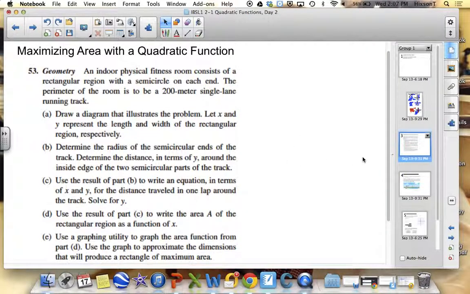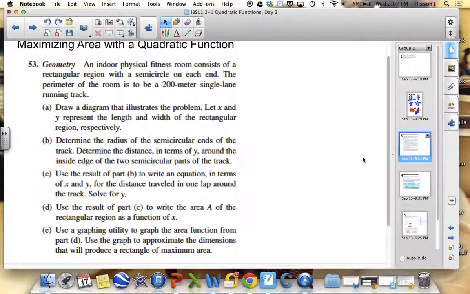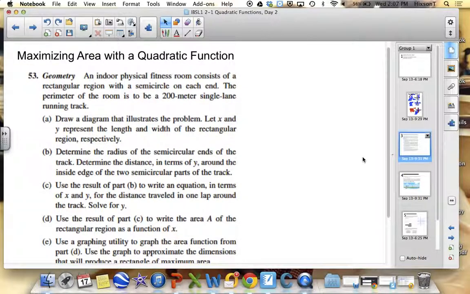Now, some application. Told you we'd be dealing with optimization. So here we are. We've been hired as architects to design a fitness room, a physical fitness room. And it consists of a rectangular region with a semicircle on each end. What's that going to look like? A rectangle with two semicircles on the end.